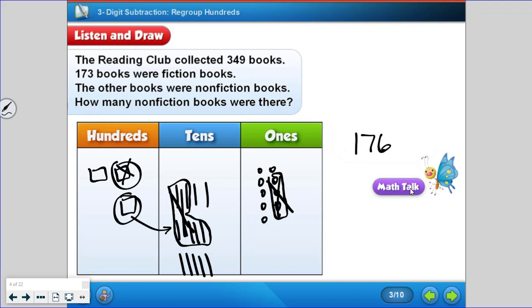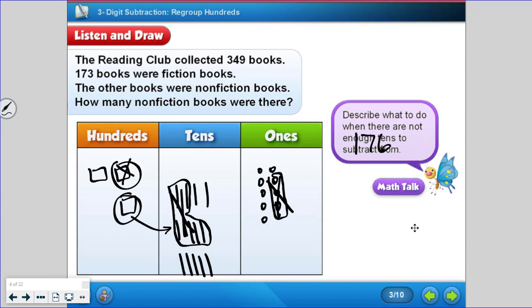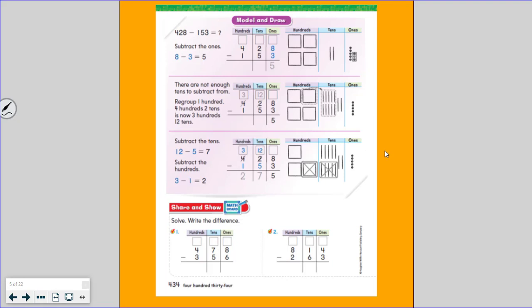Alright, so let's look at the math talk question, and it says, describe what to do when there are not enough tens to subtract from. Well, you have to regroup. That's what we did. We have to regroup 100 to get 10 tens when there's not enough tens to subtract. Alright, let's continue. And so that brings us to the model and draw.